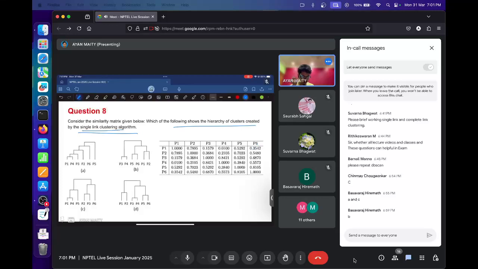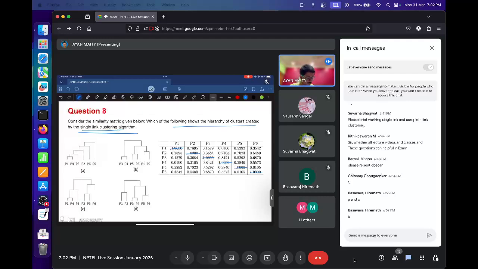So initially you have 6 clusters. Now from this matrix you have to find out which pair of points has the highest similarity. These diagonal points you have to ignore, because the similarity between P1 and P1 would always be 1. Similarity between P2 and P2 would always be 1. So these diagonal elements you have to ignore. This is also the same in case of a distance matrix, that you don't have to consider the diagonal elements. If you consider diagonal elements, you will not be able to solve that.